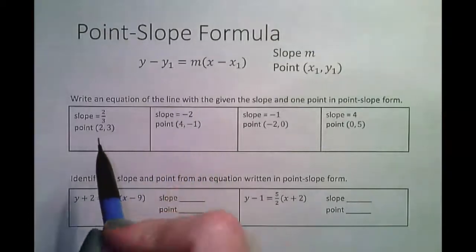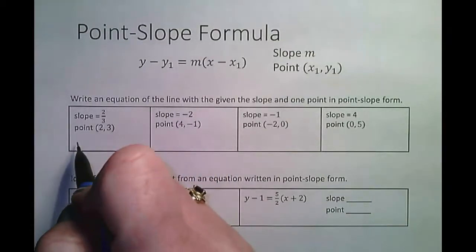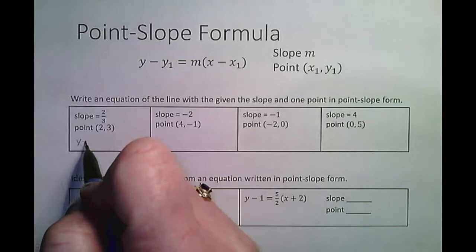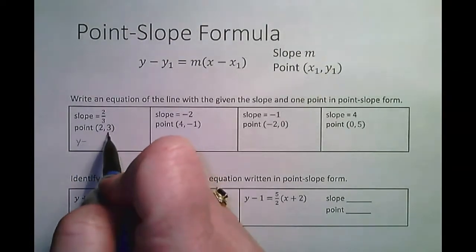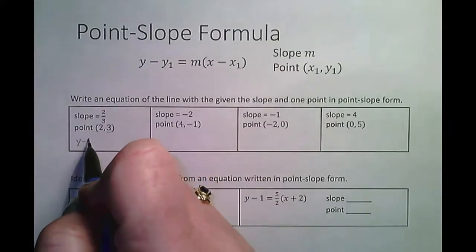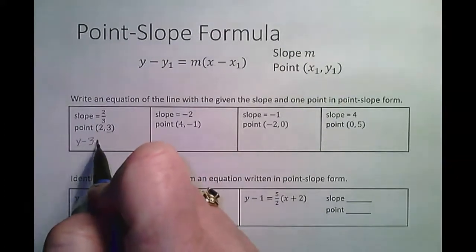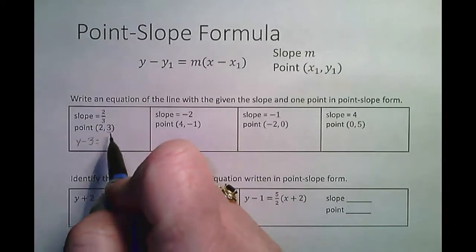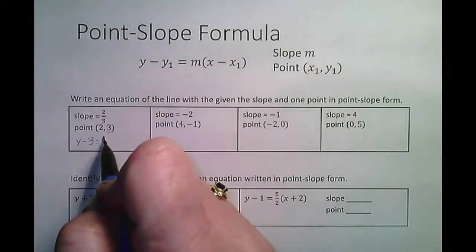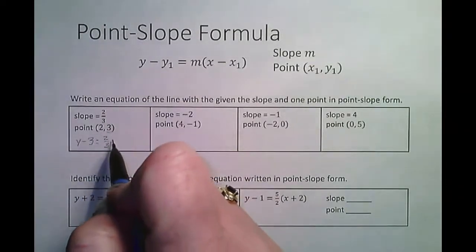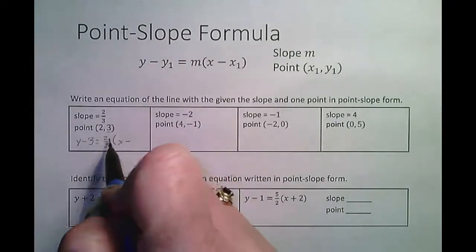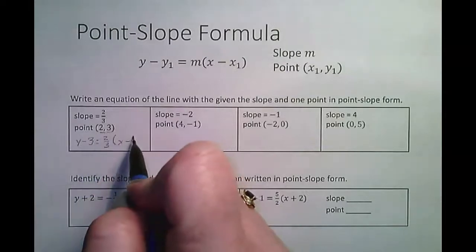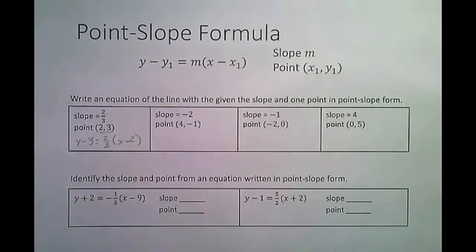So let's think about that equation. It starts with y minus, and then we need to insert the value of the y that we've been given. We've been given 3, so y minus 3 equals the m, we've been given the m, that's the slope, 2/3, parentheses, x minus the x value we've been given, which is 2. That is point slope form.